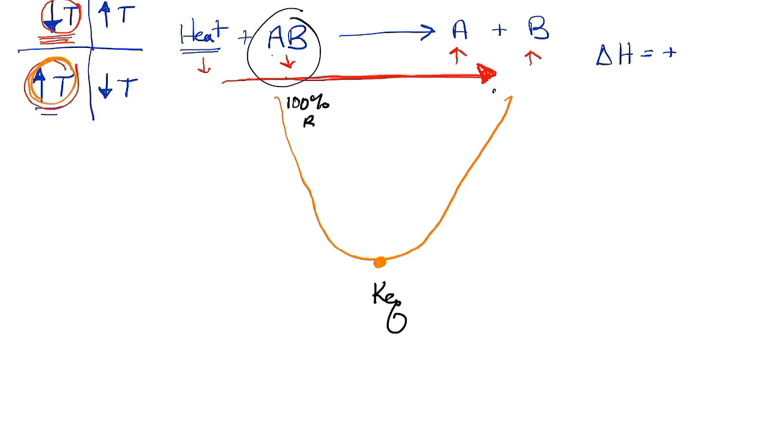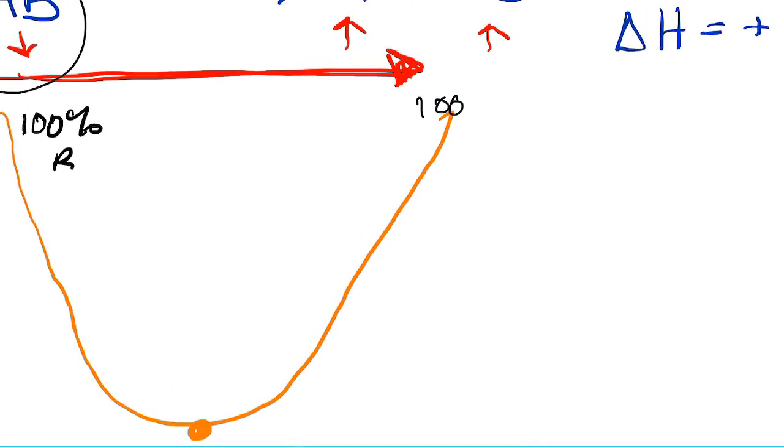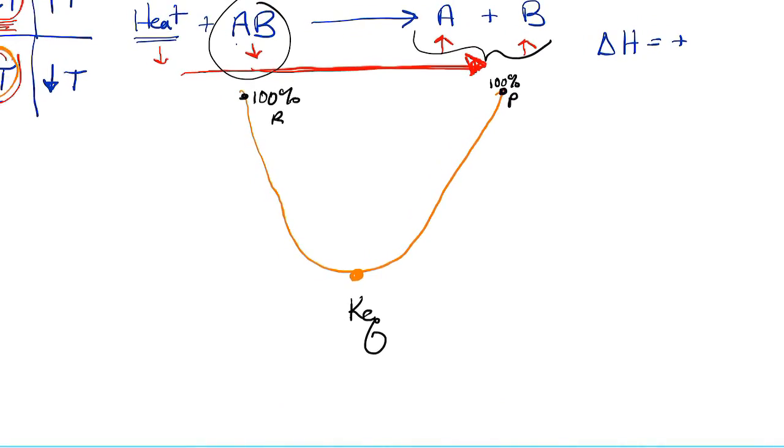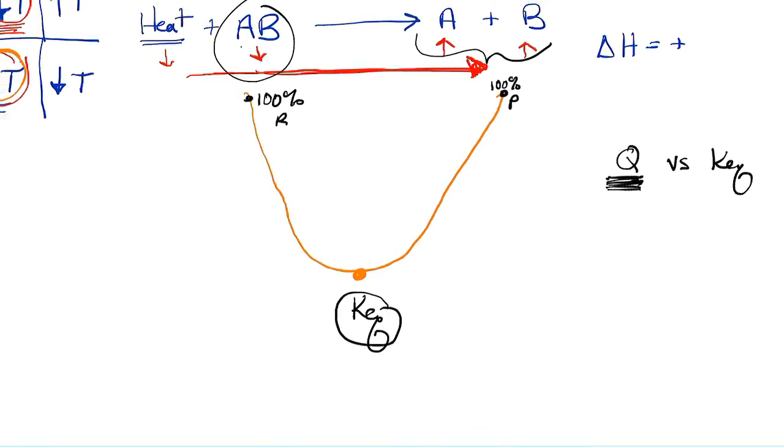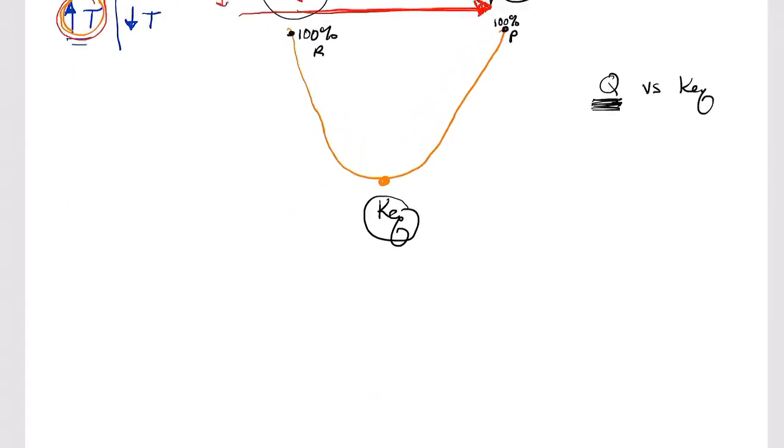And then this is 100% products at this position, which is going to be A and B. Now, why do we have a shift? Everything we've learned so far is because of Q versus K eq. When we change concentrations of reactants or products to something different from when they're static, Q can be different than K. But what happens here is K eq changes with temperature. So let's go to this beautiful derivation.